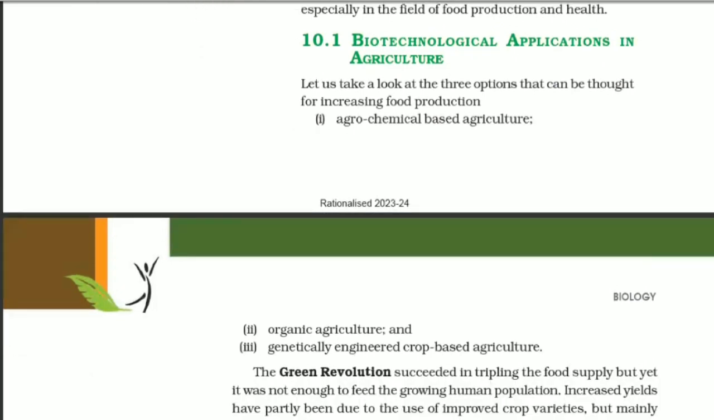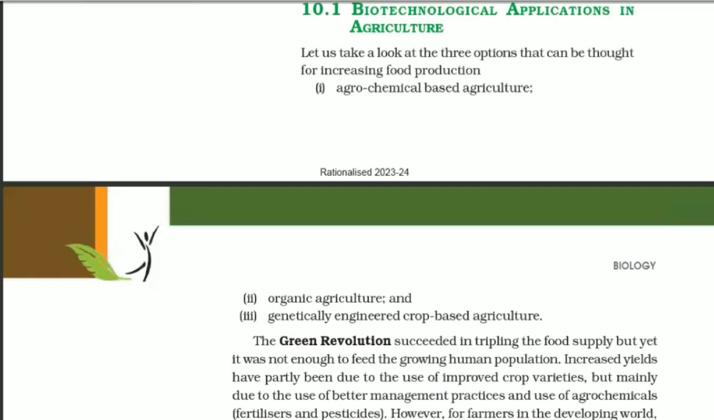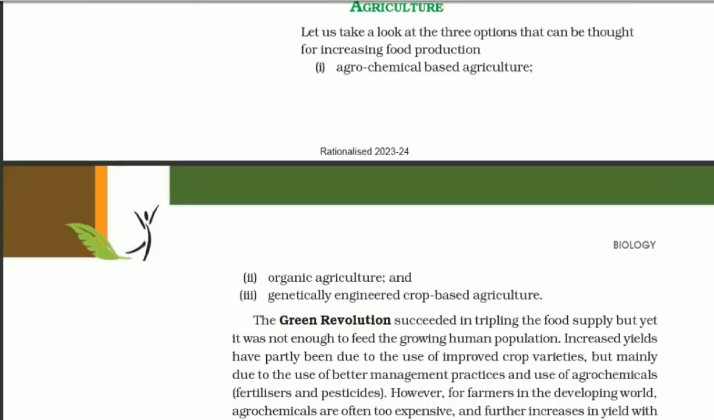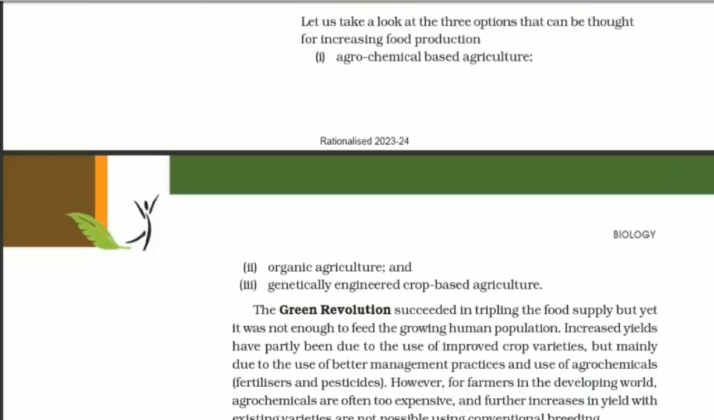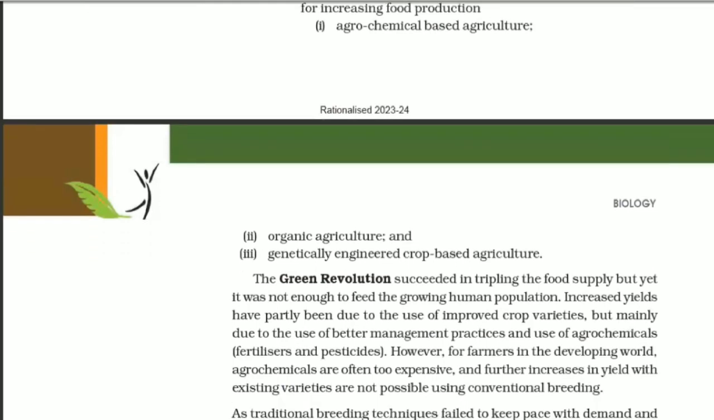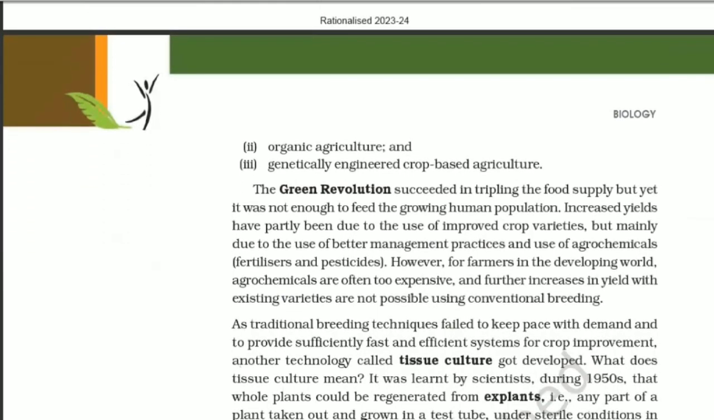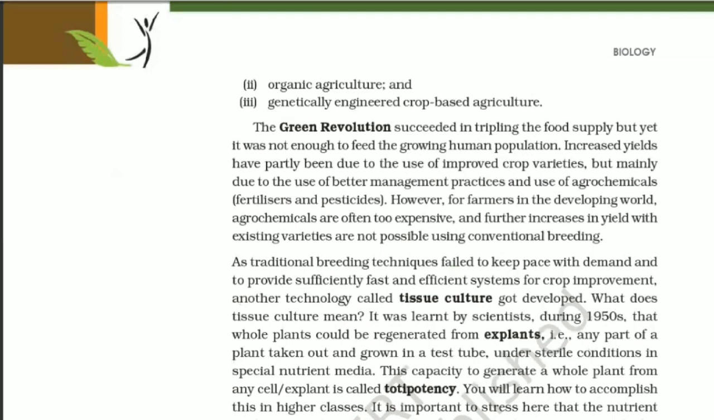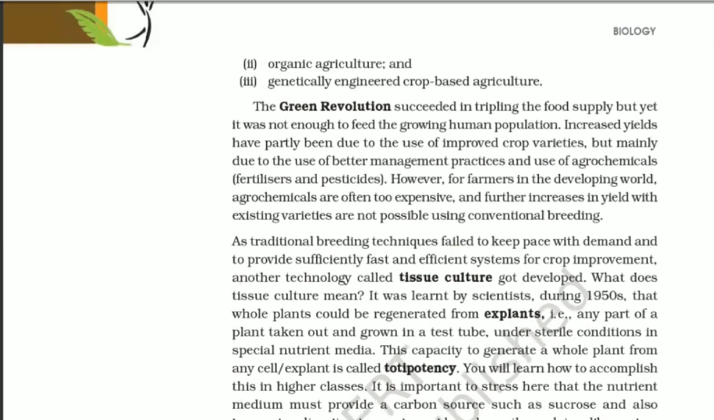10.1 Biotechnological Applications in Agriculture. Let us take a look at the three options that can be thought of for increasing food production. Number one, agrochemical based agriculture. Number two, organic agriculture. And number three, genetically engineered crop based agriculture.